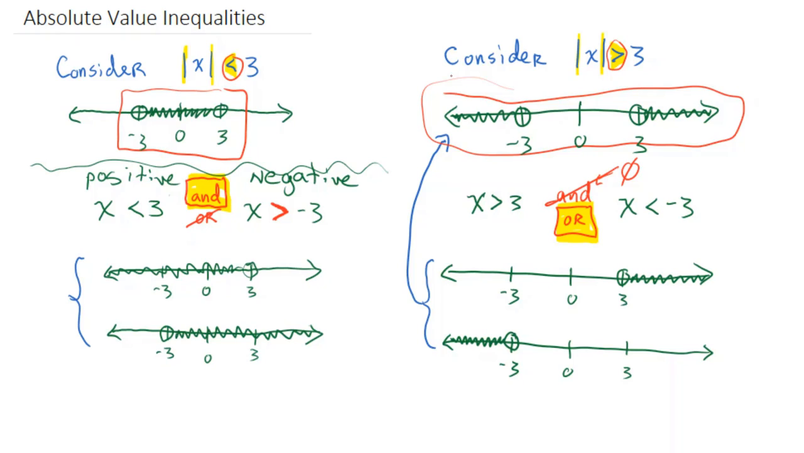Now that we've seen these two nuances. One, when we split into the positive and negative case, you have to flip the inequality symbol for the negative case. And two, when to choose an and conjunction and when to choose an or conjunction. Now that we have those two complexities under our belt, let's look at solving a more complicated absolute value inequality.